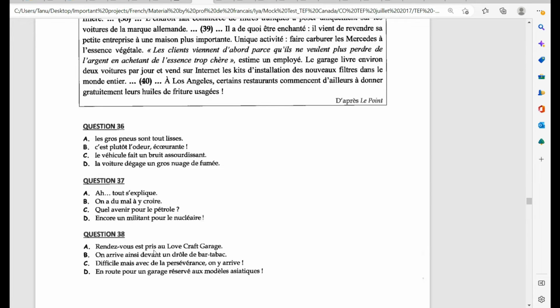Rendezvous est prise au Love Craft Garage. Yes, this could be the answer because we are talking about the garage.